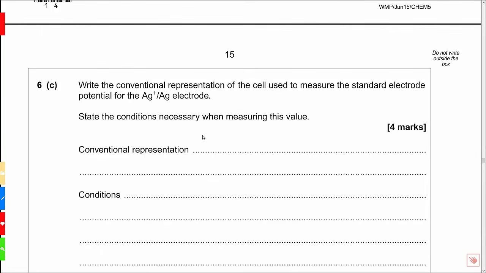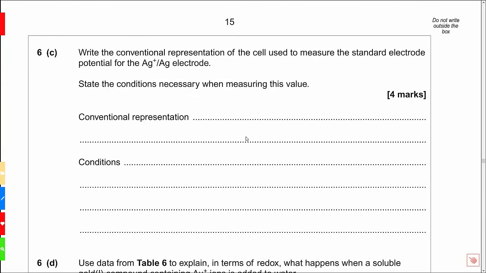Okay, 6C. Write the conventional representation of the cell used to measure the standard electrode potential for the Ag+ | Ag electrode. Okay, conventional representation. Now we can just write this out. We're good at this. We know it's going to be the platinum, it's going to be hydrogen, it's going to be H+, it's going to be the salt bridge, it's going to be our oxidized form from the silver there, and it's going to be silver.